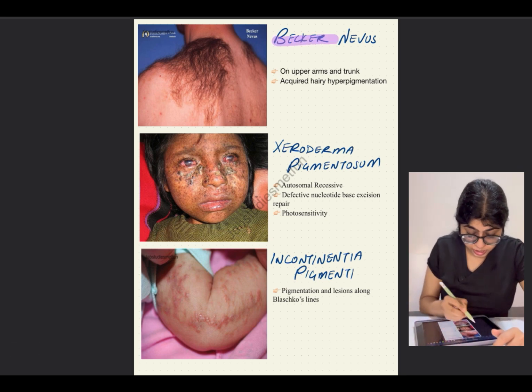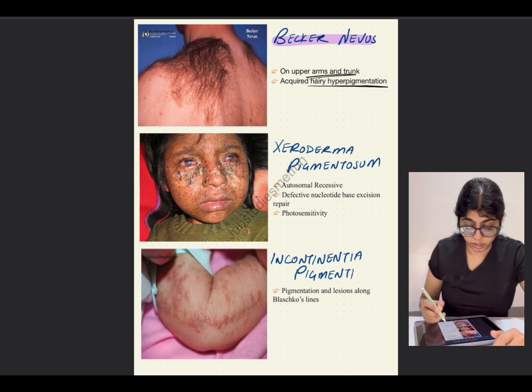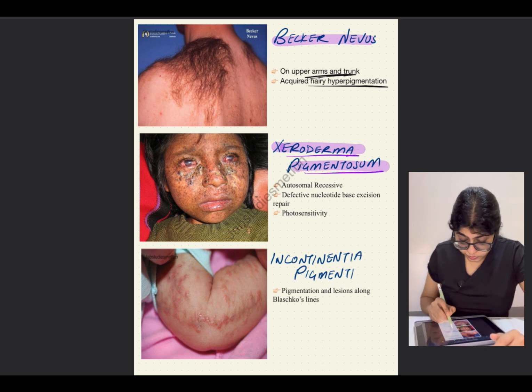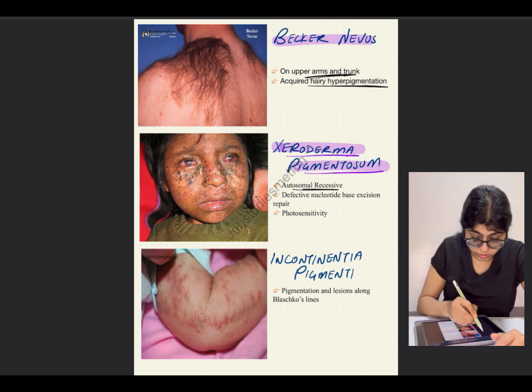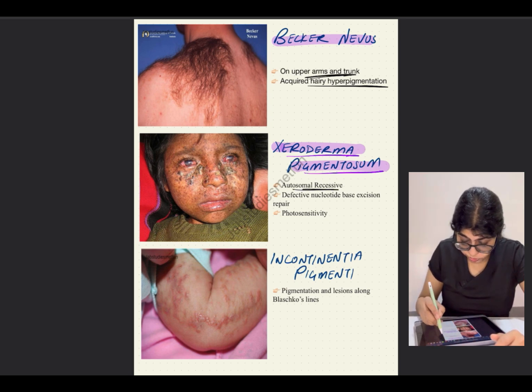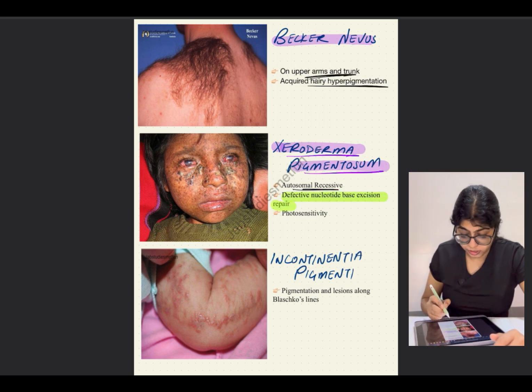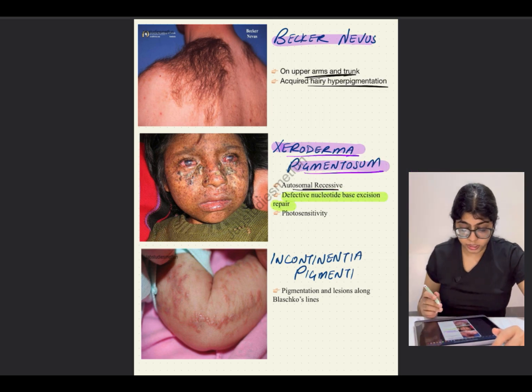Becker nevus is an acquired hairy hyperpigmentation on the upper arms and trunk. Xeroderma pigmentosum, another PYQ asked in almost every single exam. It is an autosomal recessive disorder in which we can see defective nucleotide excision repair. This is the defect which is also asked in the exam.